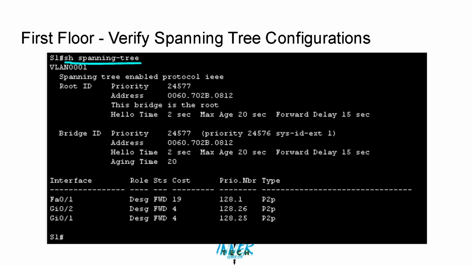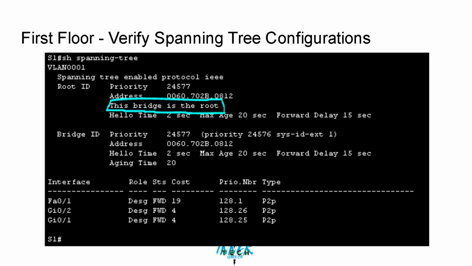Okay, back to the S1 switch. If we do a show spanning tree command in privileged access mode, we can confirm that our S1 switch is now the root bridge. Notice that it says this bridge is the root, which means we've successfully made switch 1 the root for VLAN 1.